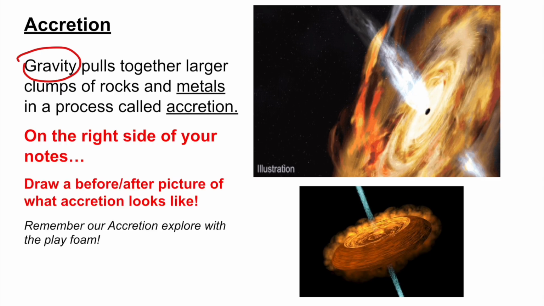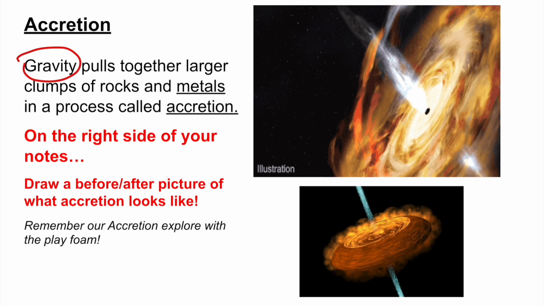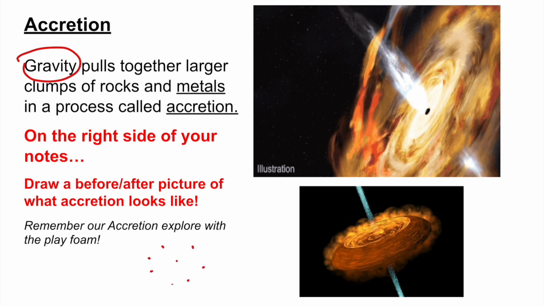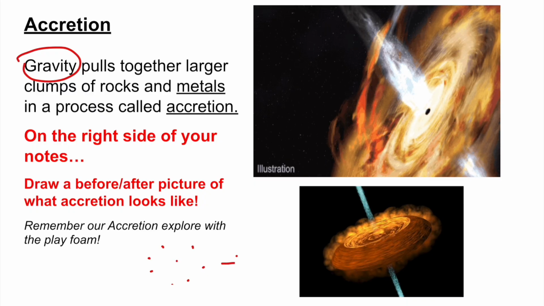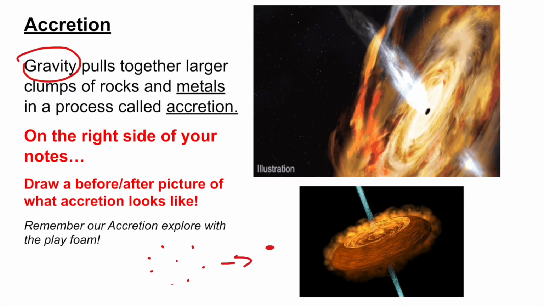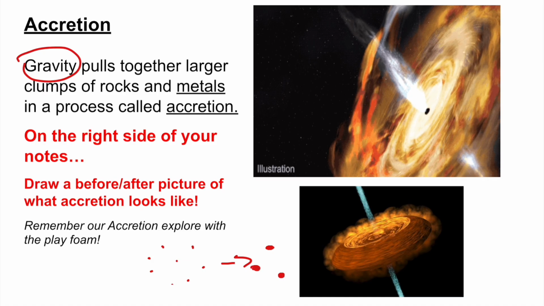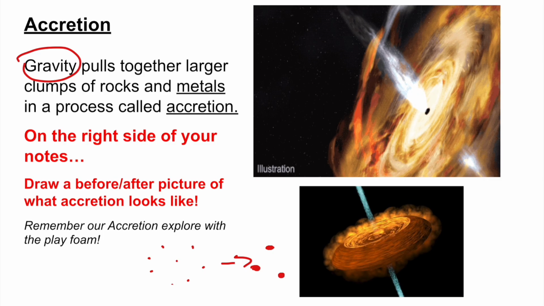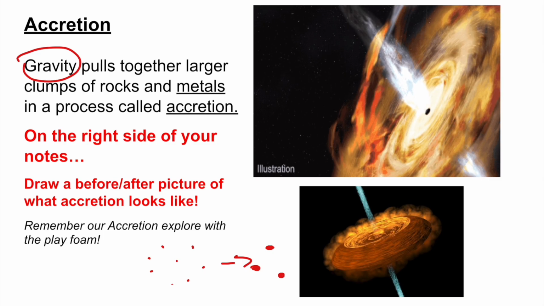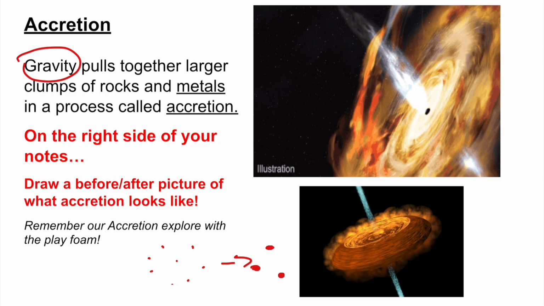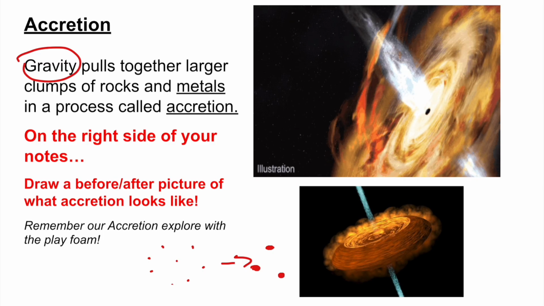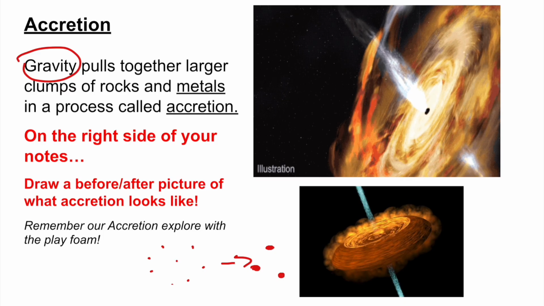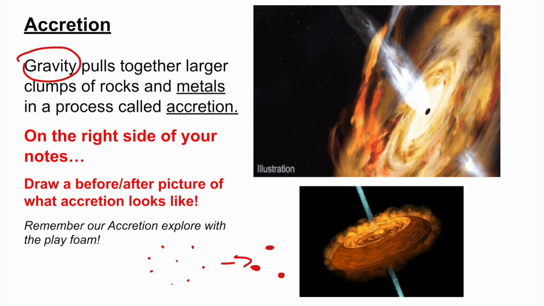So on the right-hand side of your notes, I want you to draw something like this. We have a bunch of small particles, and eventually, when those particles accrete, they become less abundant and also more massive. Or in our case, when we looked at our play foam in that Explorer activity, we had less spheres after we moved our hand around the paper, and those spheres were larger in diameter.